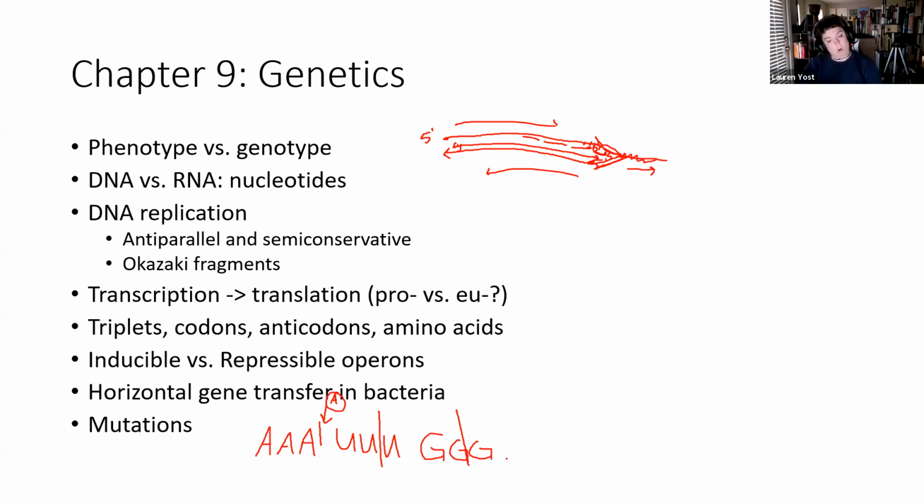This will occur with any sort of insertion or deletion in multiples of ones and twos. But if it's a multiple of 3, we're still going to maintain the reading frame of 3s. So that's one aspect to remember: 1 and 2 nucleotide changes, inserting or deleting, are going to have the most devastating effects.